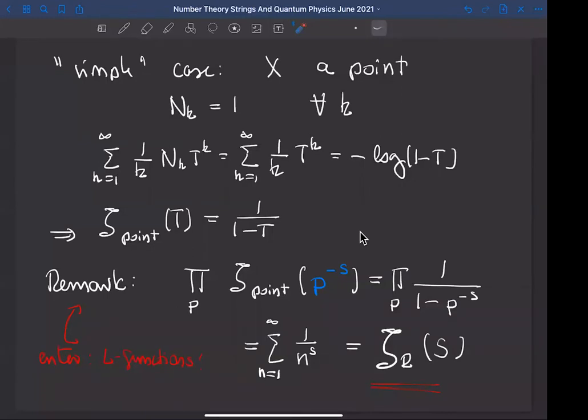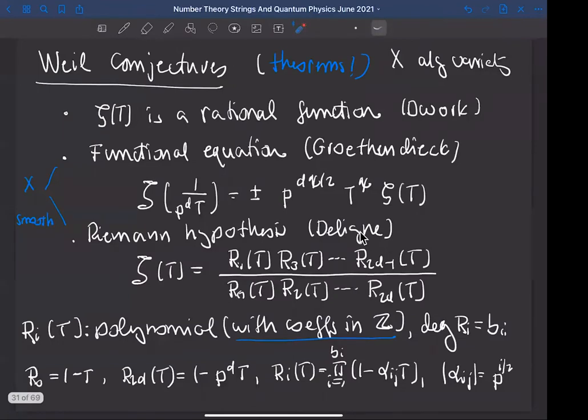So we're now asking similar questions for the threefold. So what happened here?